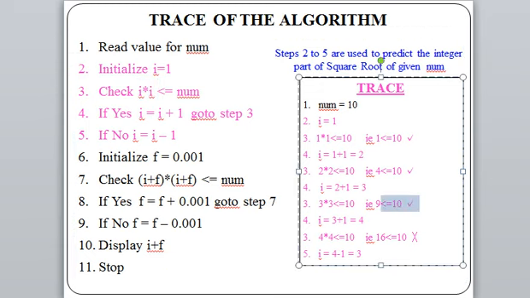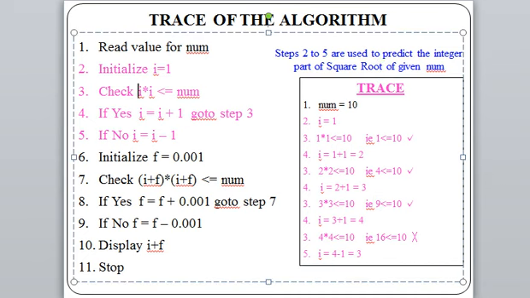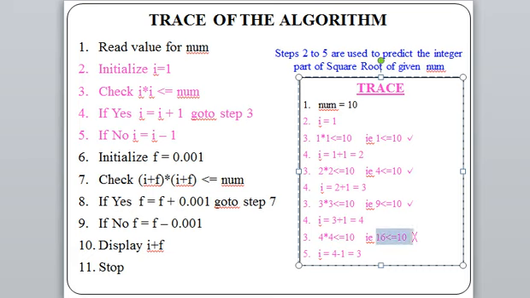This condition is also true. So when this condition is true, again we have to increase the value of I by 1 more. It is 3 plus 1, so I becomes 4. Then go back to step 3. Multiplying I with itself, 4 into 4 is less than or equal to num. That is 16. Whether 16 is less than 10, the condition is false.